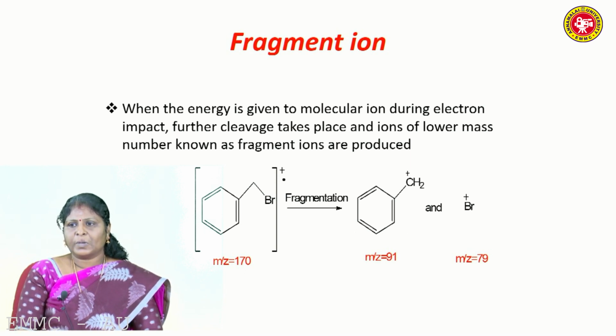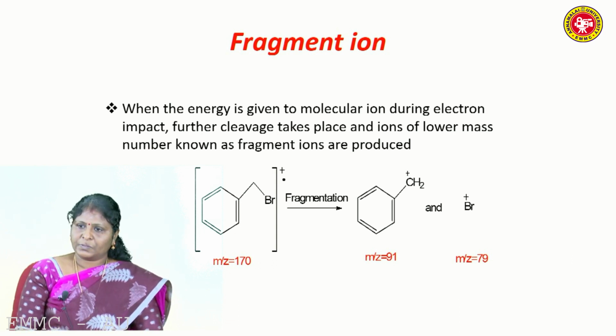When the energy is given to the molecular ion during that electron impact, further cleavage takes place and ions of lower mass number, known as fragment ions, are produced. The fragment ions can also be called daughter ions. See, in this picture, benzyl bromide on fragmentation gives a benzylic cation. That molecular ion is a cation radical. After the removal of bromine as a radical, Br dot, you can expect a peak corresponding to m/z 79, and then a peak corresponding to m/z 91. These are all daughter ions.